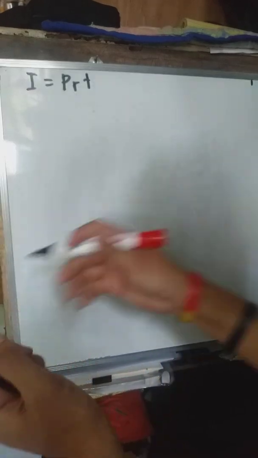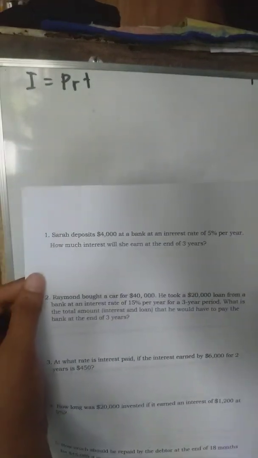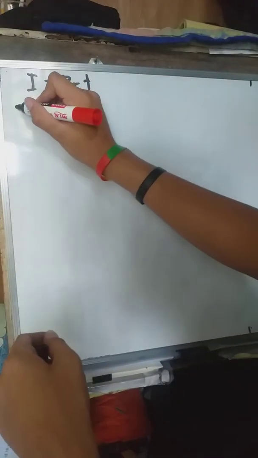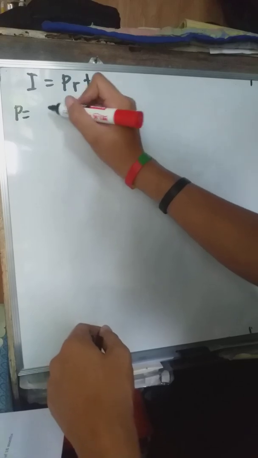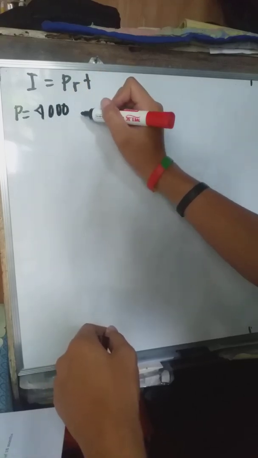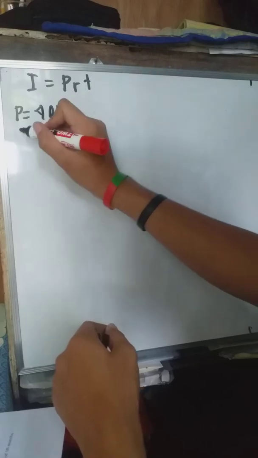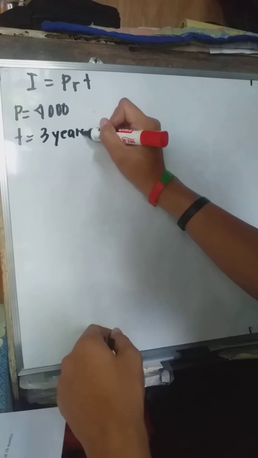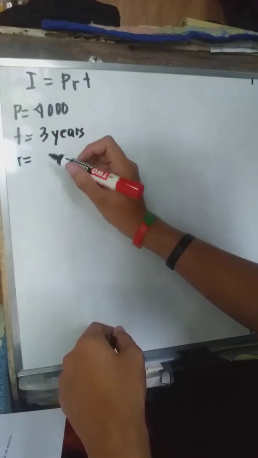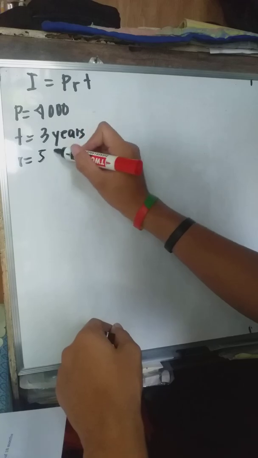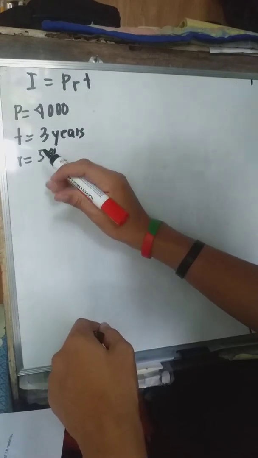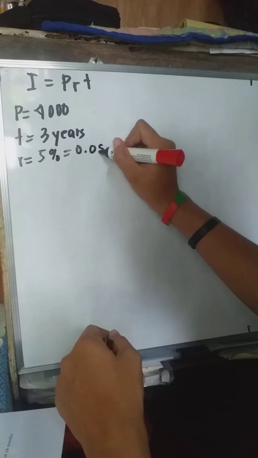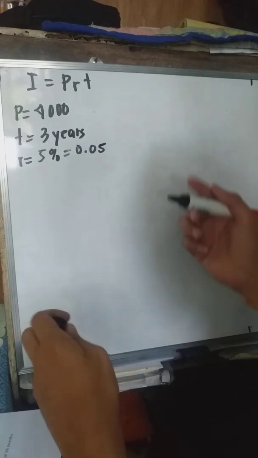So, sa problem number 1, tingnan po yung given, what is P? P is 4,000. T is 3 years. And R is 5%. So, convert po into decimal. Magiging 0.05. So, ganyan. So, meron tayong mga given.